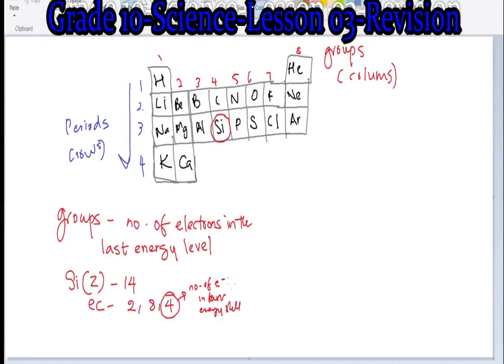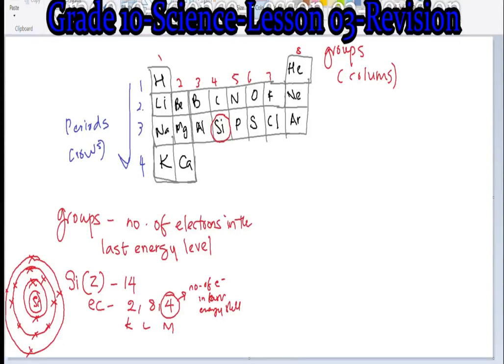That is why it is in group 4. See, silicon is in group 4. If you are drawing the structure of silicon, atomic number 14, the electronic configuration is K, L, M: 2, 8, 4. See, 1, 2, 3, 4. That is the 4. That is group 4.